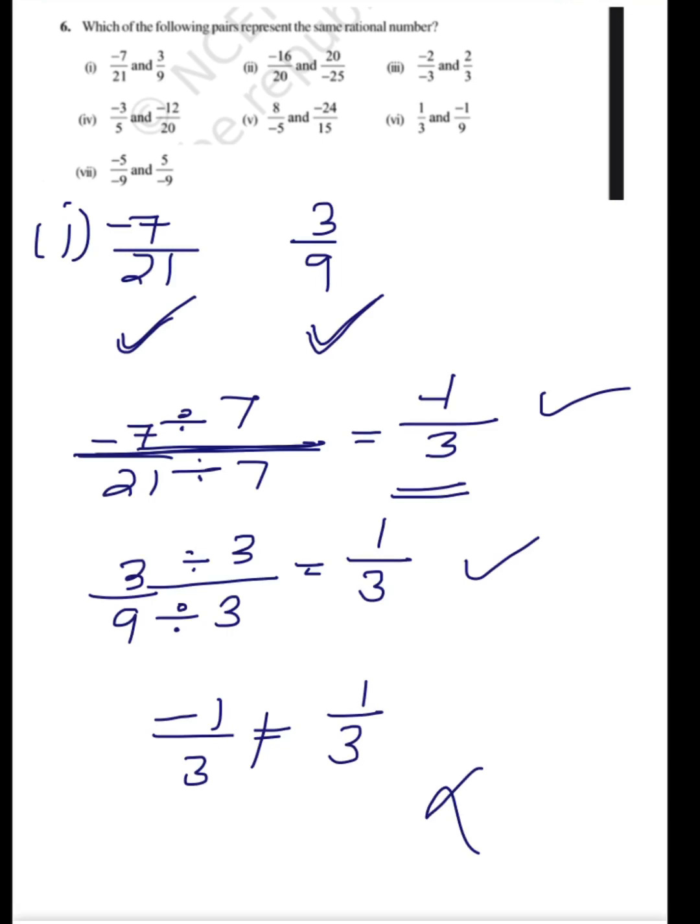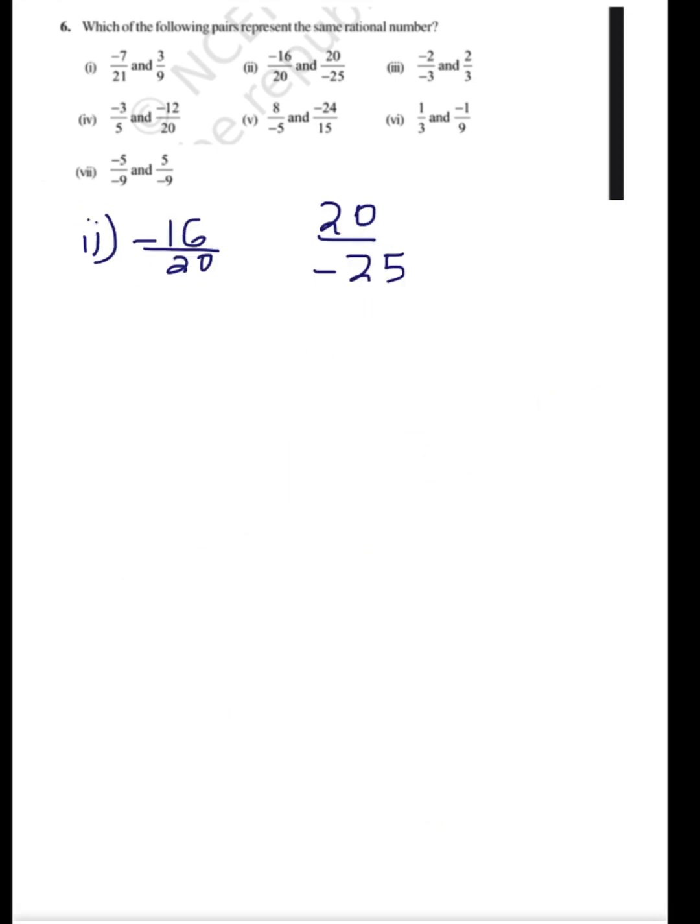Okay, now let's see the second one. It's minus 16 by 20 and 20 by minus 25. So first let's take minus 16 by 20. In order to convert it into its standard form, what you have to do? Let's divide both with their HCF. So what is the highest common factor of 16 and 20? You can see that their highest common factor will be 4. So let's divide both with the number 4. Okay. So what will you get?